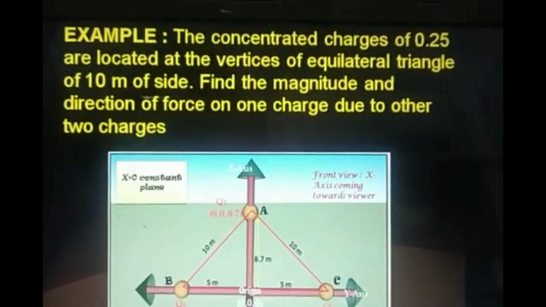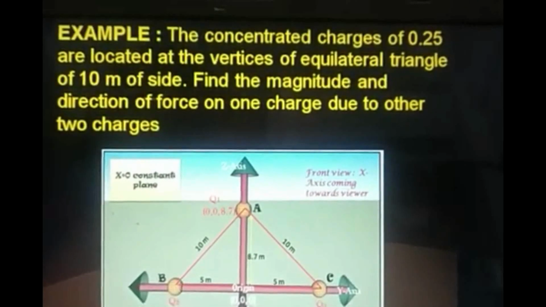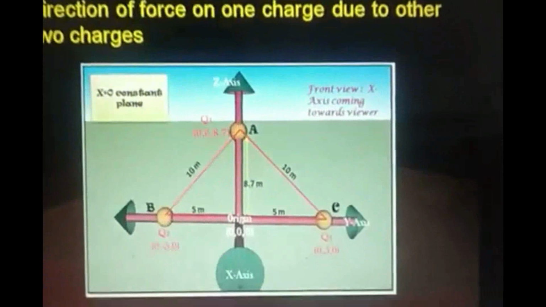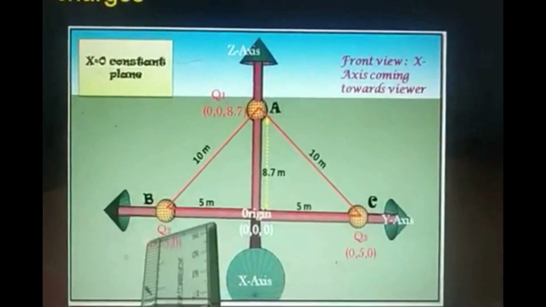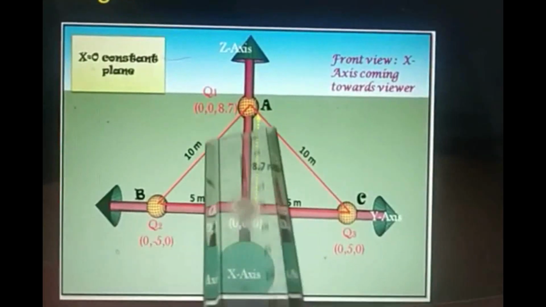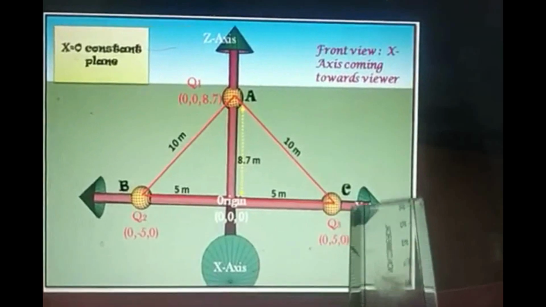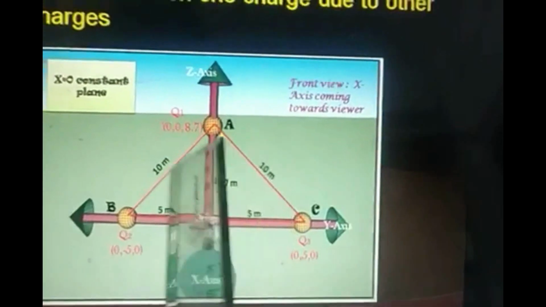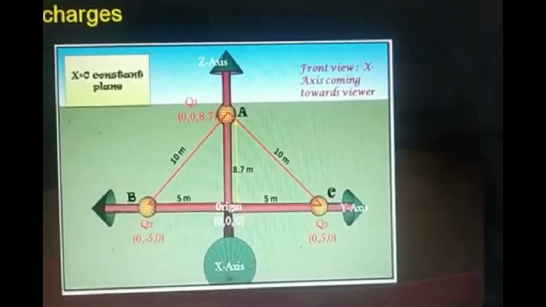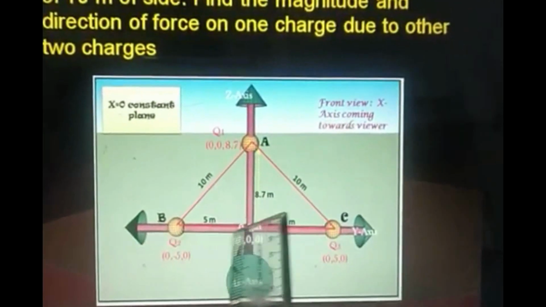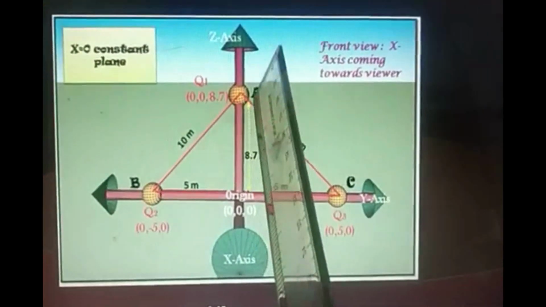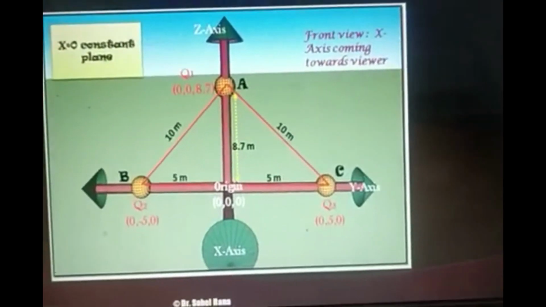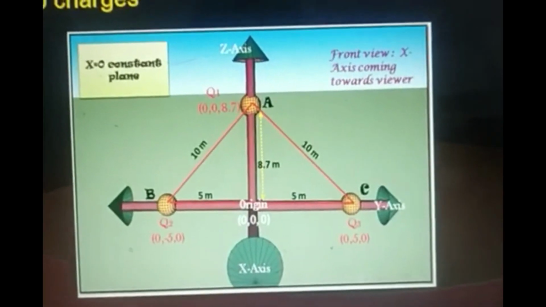Here we have charges of 0.25 located on the vertices of an equilateral triangle of 10 meters side. Find the magnitude and direction of force. So in this diagram, we consider a triangle like this, with the z-axis having one charge, the positive y-axis having a second, and the negative y-axis having a third charge. So for finding out the distances, we get, say, 10 meter, 10 meter, and this is 10 meter. So this height will be around 8.7 meters from the origin. In a similar way, we will calculate R1, R2, and R3, and we have to take the summation.